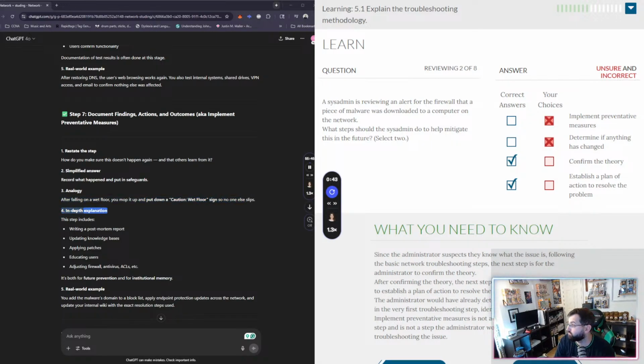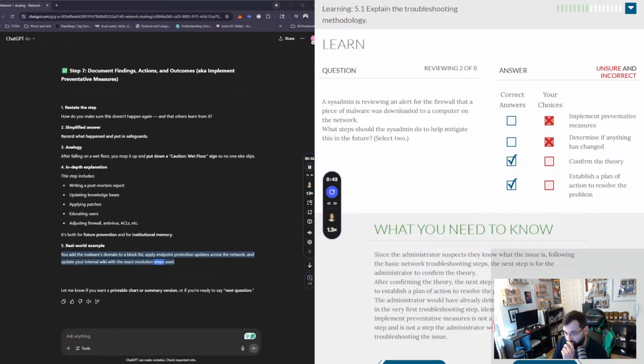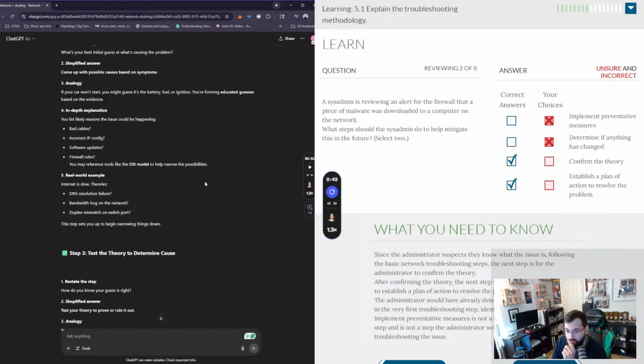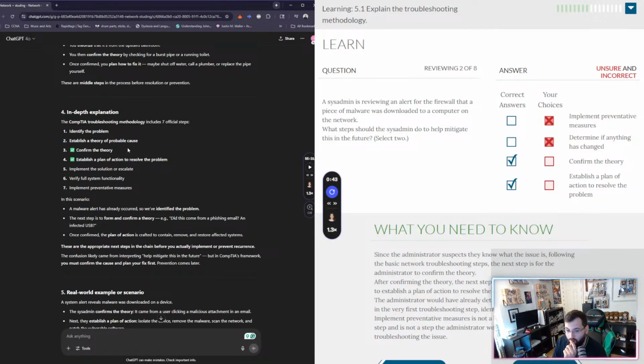4. In-depth explanation. This step includes writing a post-mortem report, updating knowledge bases, applying patches, educating users, adjusting firewall, antivirus, ACLs, etc. It's both for future prevention and for institutional memory. 5. Real-world example. You add the malware's domain to a block list, apply endpoint protection updates across the network, and update your internal wiki with the exact resolution steps used. Okay, so that was a little painful, but it was definitely beneficial to go through all of that.